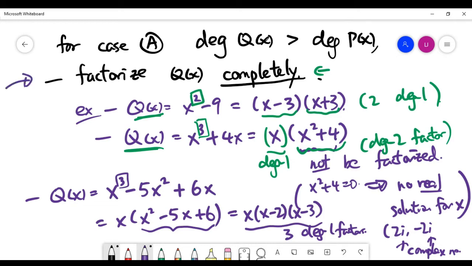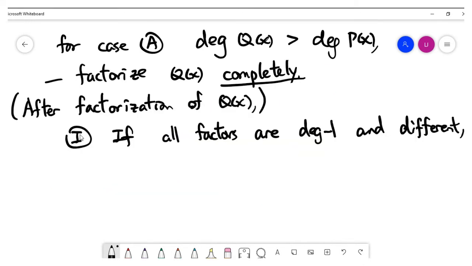Whenever you have an integration of rational functions and the denominator has a higher degree than the top, which is the numerator, you have to factorize the bottom first. And after this process, you can deal with the remaining steps. So let's say now, after the factorization of the denominator, let's look at the factors that you have.